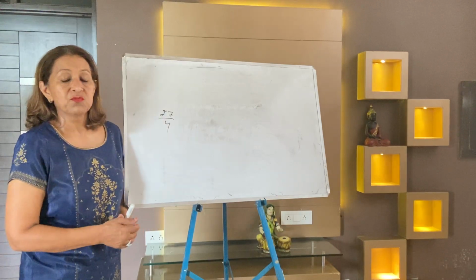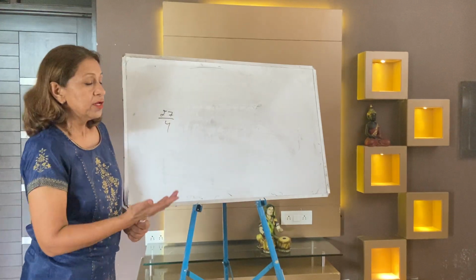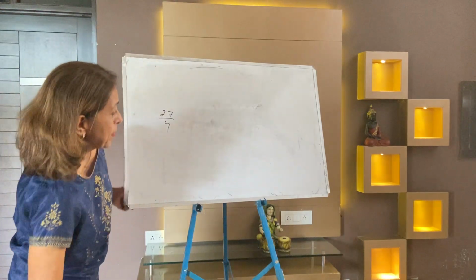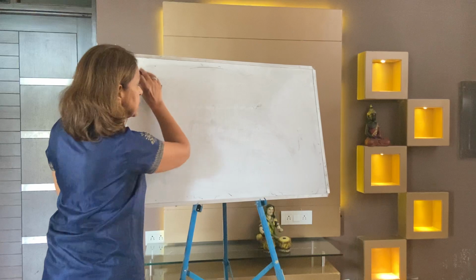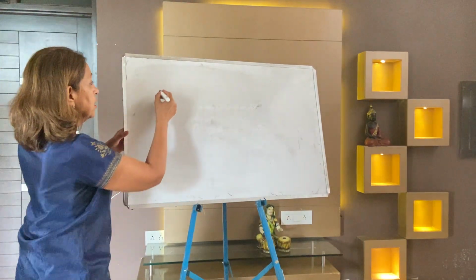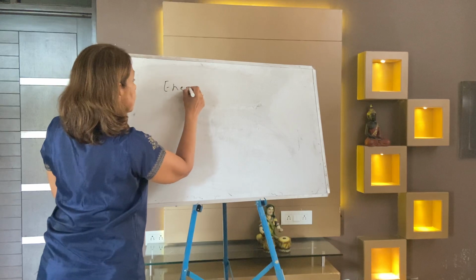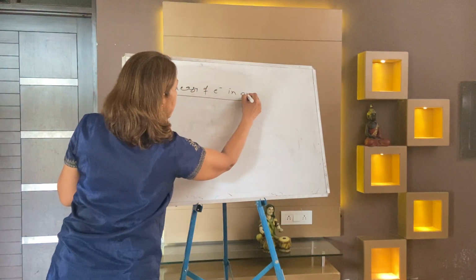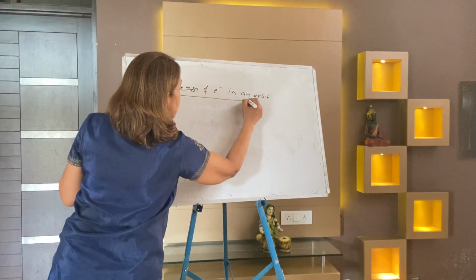And after that, the radius of any of the orbits. I have taken 3-4 questions, and one question I have given to you for practice. Right, and the next is, after calculating radius, write down the energy: energy of electron in any orbit. Two formulas.